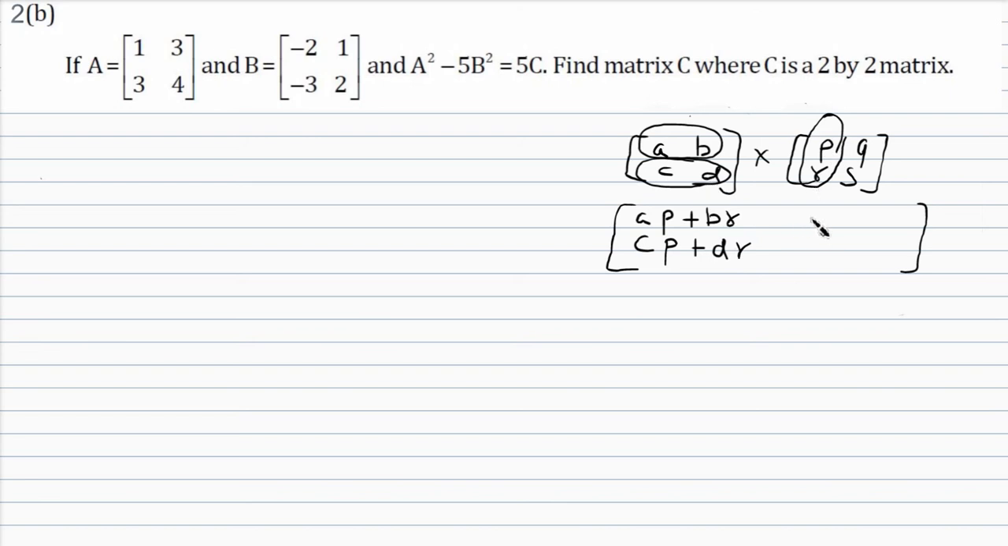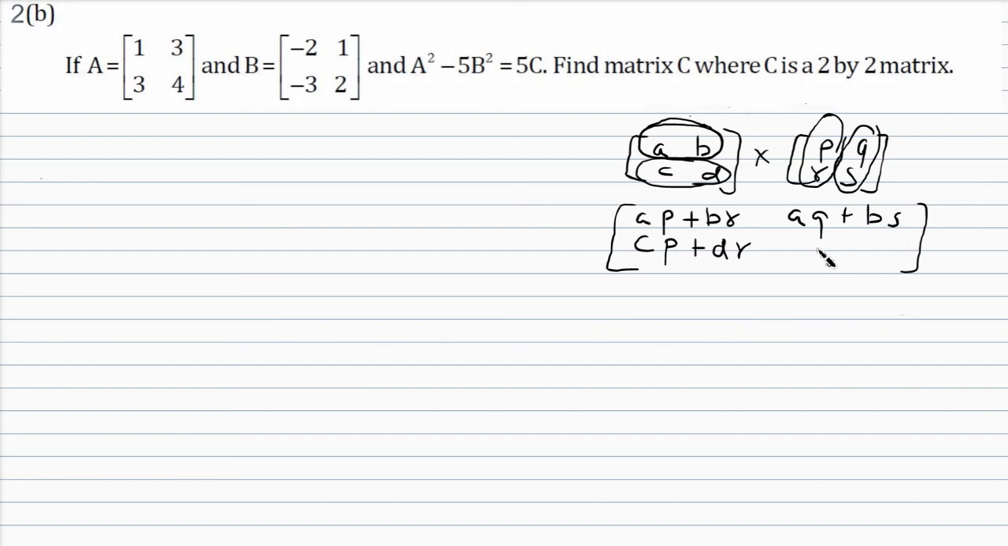Now we are coming back to row 1, but we are in the second column. So how do we do this? Since we are in row 1, again we have to multiply the first row of the first matrix into the second column. So it will be A Q plus B S.